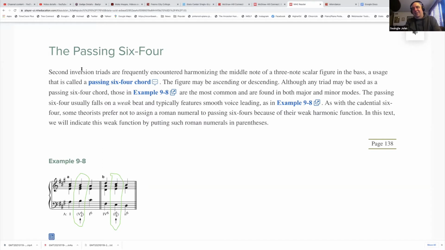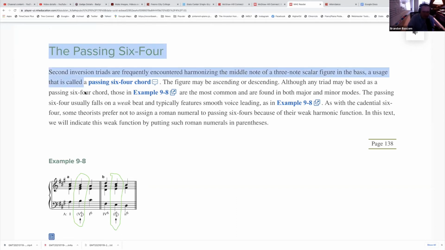So the cadential is done on a strong beat. This is on not a strong beat, on a weaker beat. Yes. It's funny because this one's dying to go to a cadential. Cool. Are we all right with the passing 6/4 chord?